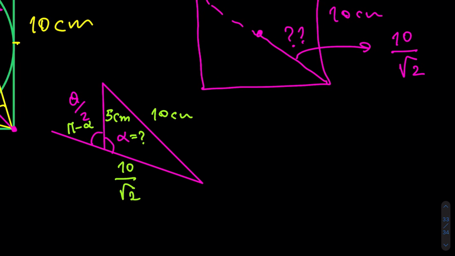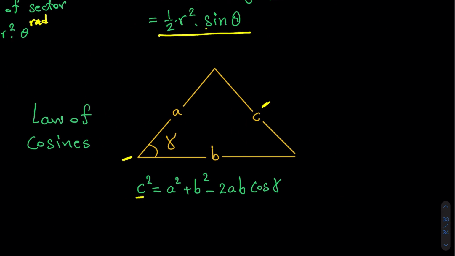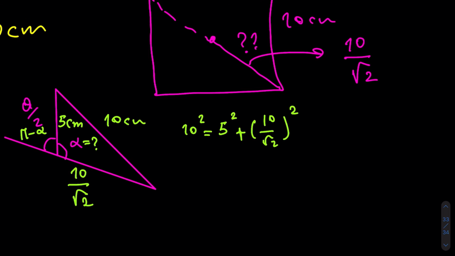So now I just use the law of cosine. You may compare it with the law of cosine, and then I will write. That means the side opposite to the angle, which is 10 centimeters, squared is equal to 5 to the power of 2 plus the adjacent side, 10 over square root of 2, to the power of 2, minus 2 times 5 times 10 over square root of 2, the adjacent sides, times cosine alpha, right?